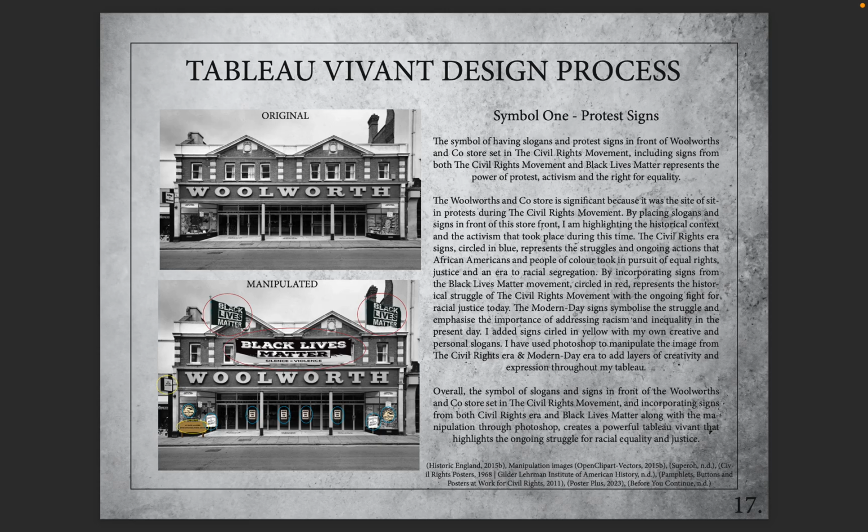Overall, the symbol of slogans and signs in front of the Woolworths & Co. storefront in the civil rights movement, incorporating signs from both the civil rights era and Black Lives Matter, along with the manipulation through Photoshop, creates a powerful tableau vivant that highlights the ongoing struggle for racial equality and justice.